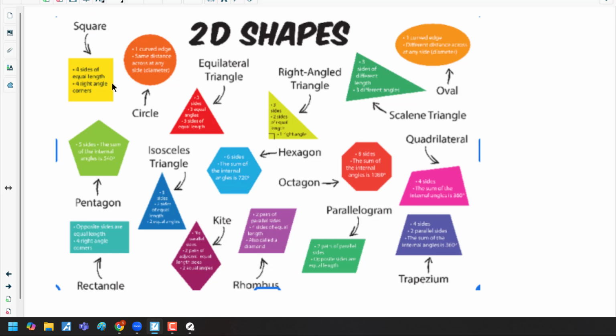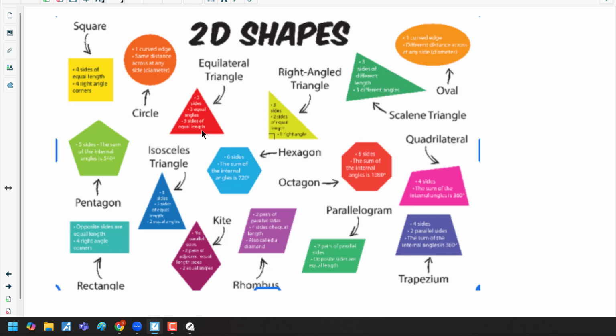yourself, but you have a square, 4 sides of equal length, 4 right angle corners. You got a circle, 1 curved edge, same distance across any side. That's the diameter. You should know the diameter. Pentagon is 5 sides. The sum of all the internal angles takes us 540 degrees. You have to Google that. Opposite sides on the rectangle are equal. 4 right angle corners. Got an isosceles triangle.